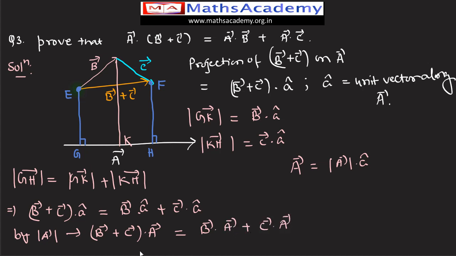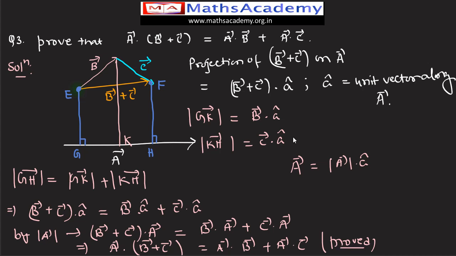Since we know that dot product is commutative, we can take A dot B plus C, which is the same as A dot B plus A dot C. So with the help of the projection we can very easily prove these beautiful results. Hope all of you enjoy this way of proving the results.